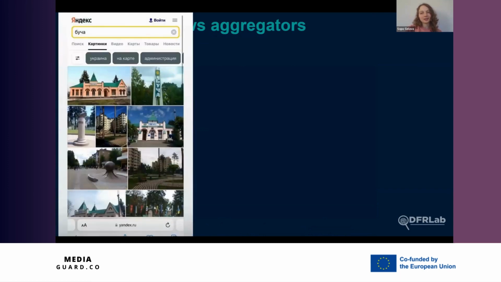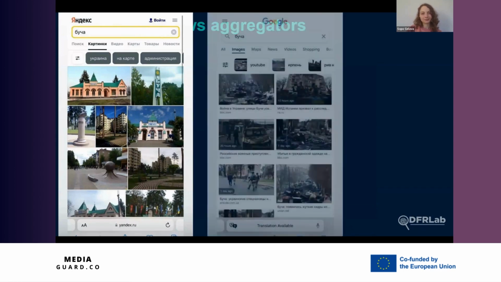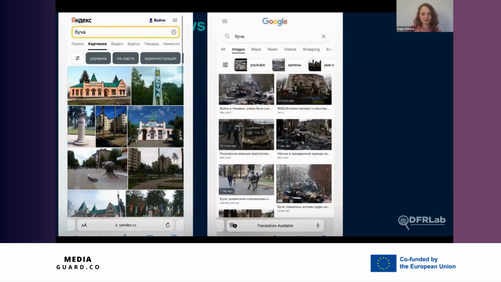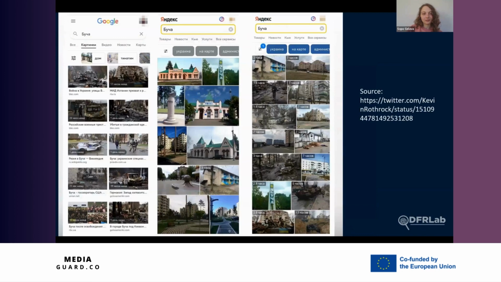Another interesting thing: if we search for Bucha, we see very nice buildings in Yandex. In Google, we see images of war. And a very interesting thing is that Google gives us recent updates and recent images, and we see some captions here showing how many hours ago the pictures were published. If you want the same results in Yandex, it is not the default setting, so you need to change settings to receive the newest updates. And how many people will do that? Of course, almost nobody.